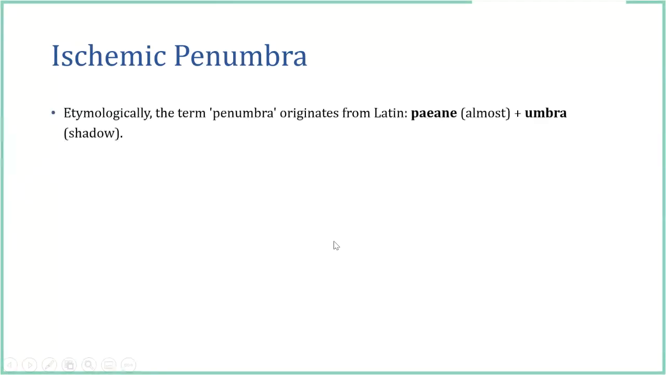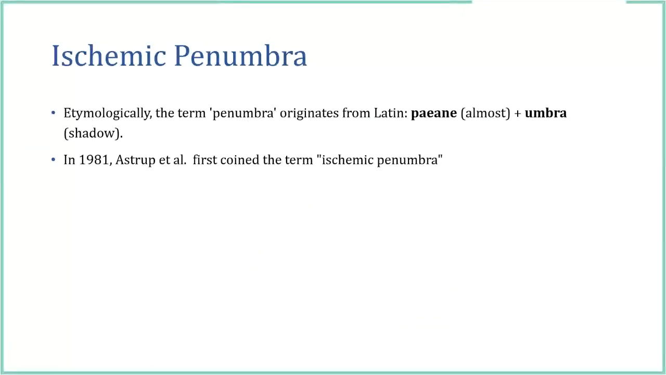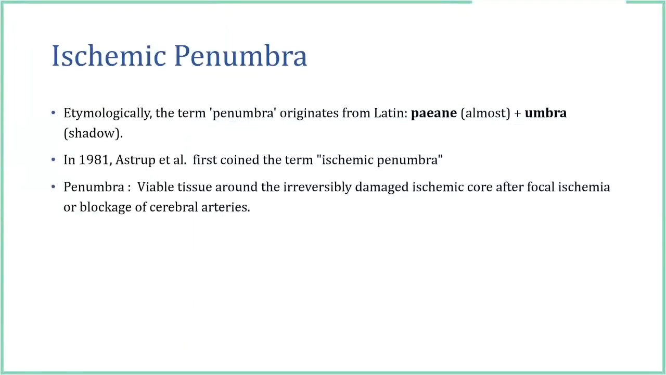Let's start with ischemic penumbra. What is penumbra? Penumbra was coined from the Latin words paene and umbra, which mean almost and shadow respectively. It was first termed in 1981 by Dr. Astrup. Penumbra means viable tissue around the irreversibly damaged ischemic core after focal ischemic occlusion of a cerebral artery. Penumbra is functionally impaired but potentially salvageable, and this is the quest for acute stroke treatment.